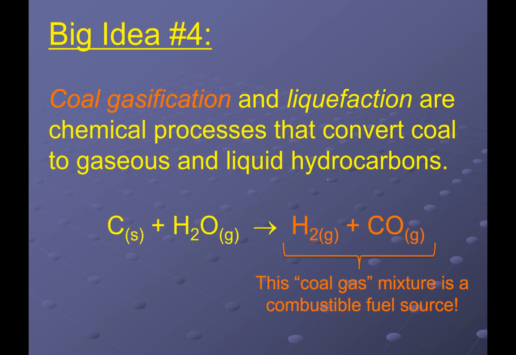So let's first look at coal gasification. Coal gasification involves just reacting carbon with water. We're going to get a mixture of hydrogen and CO. This mixture is called synthesis gas, so make sure you know that name. It's a combination of carbon monoxide and hydrogen. This coal gas is a gas that's formed from a carbon preliminary ingredient.